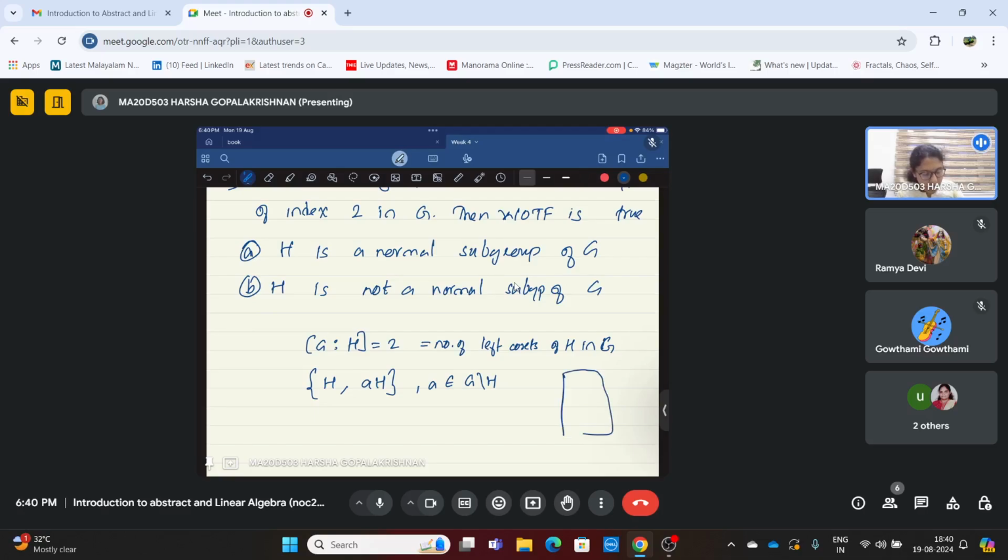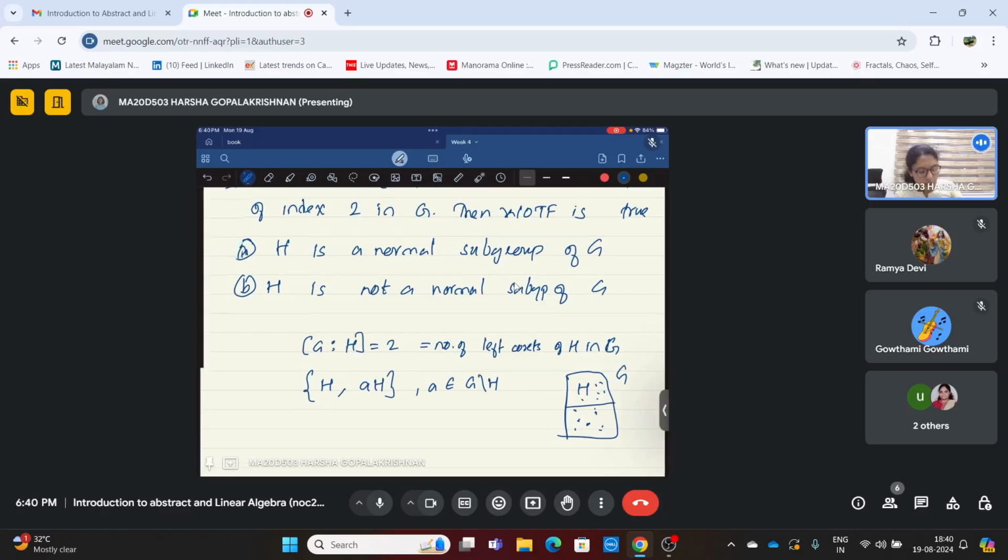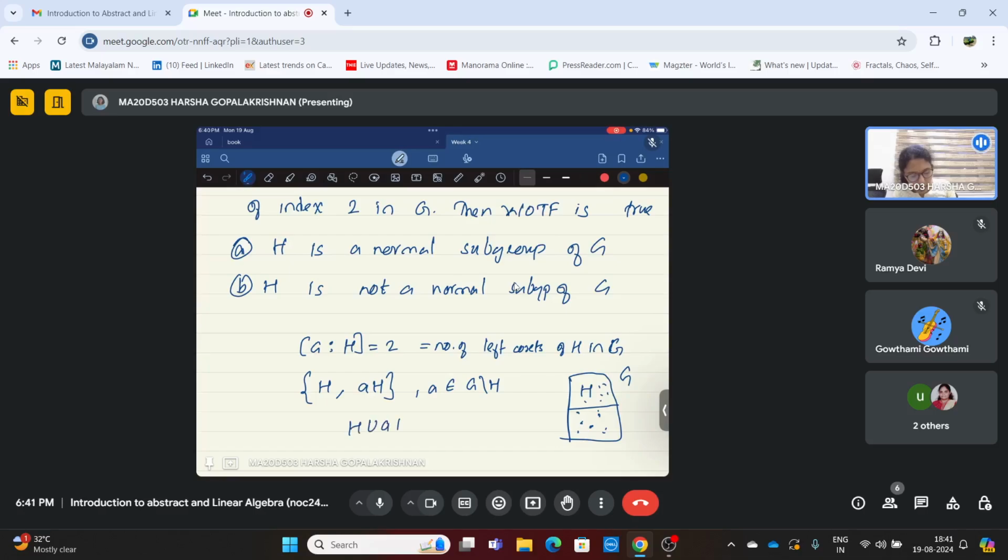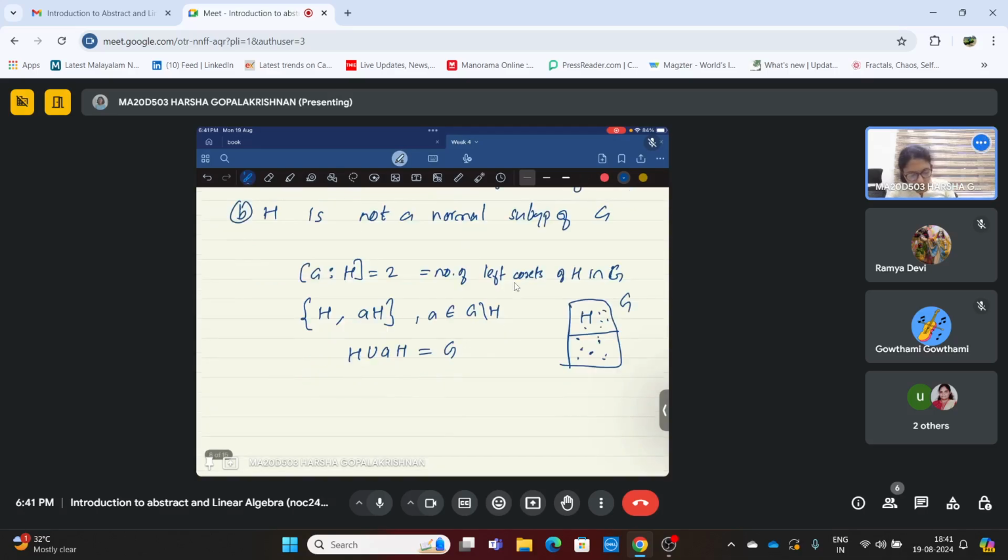What is our G? G is this one and H is the subgroup. If we are taking a from H itself, aH means by the closure property, since H is a group, aH will also be in H only. So we are taking an a from outside and multiplying all the elements from H, so we will get the other collection. So H union aH will be equal to G. We have only 2 cosets, H union aH, which is equal to G, and these are 2 distinct cosets, right? H and aH. H intersection aH will be empty.